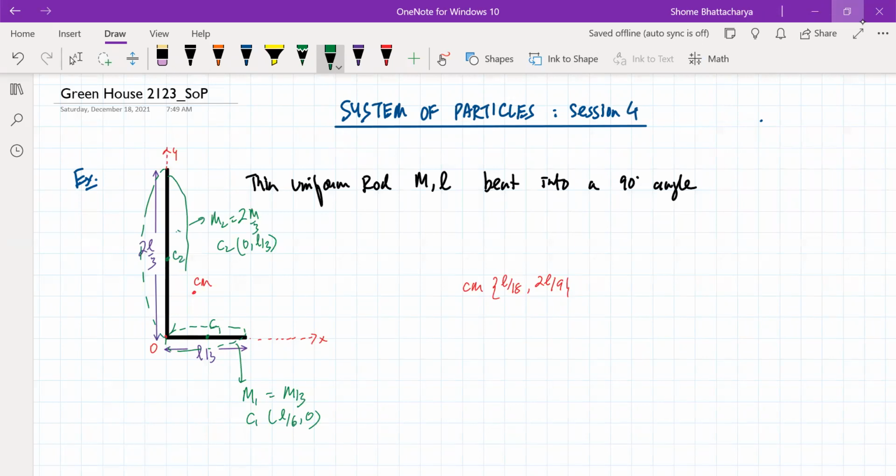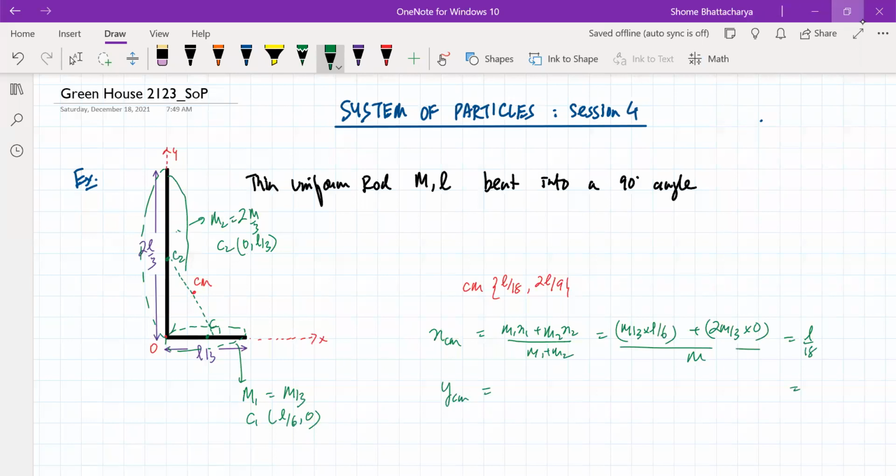So now the center of mass of the system will be somewhere along the line joining these two. So XCM is M1 X1 plus M2 X2 divided by the total mass. So this becomes M by 3 into L by 6 plus 2M by 3 into 0, divided by total mass. So that's how this becomes L by 18. And similarly, we calculate YCM. Doing the same steps, this will come out to be 2L by 9. So that's how we're getting the center of mass like this.